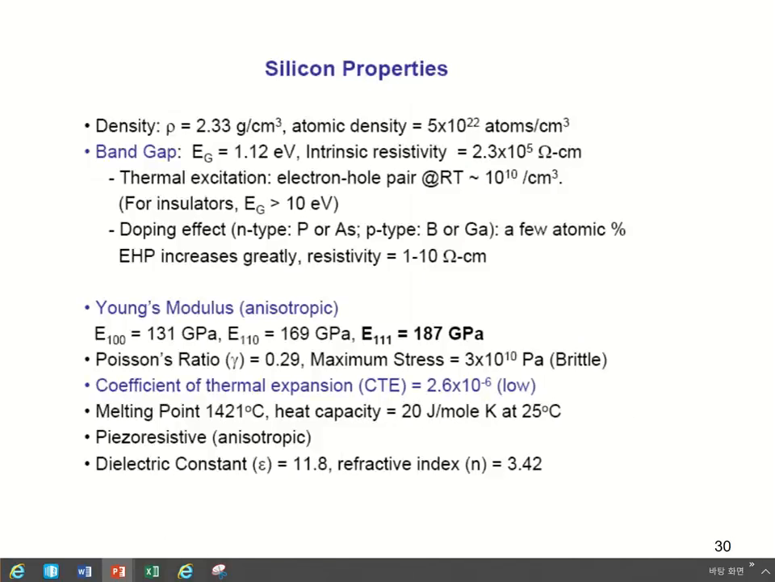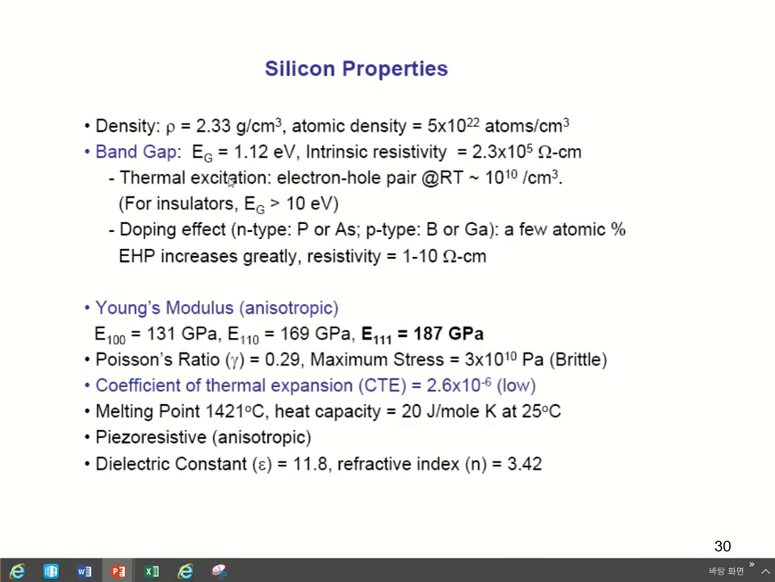Okay. For silicon properties, silicon is a semiconductor, and it is also a good mechanical material. Its density is like this, and its band gap is 1.12 electron volt. Its intrinsic resistivity is 2.3 times 10 to the 5 ohm centimeter. Okay, so it's high.